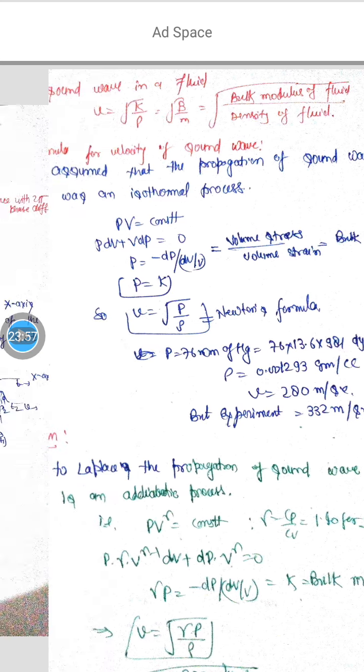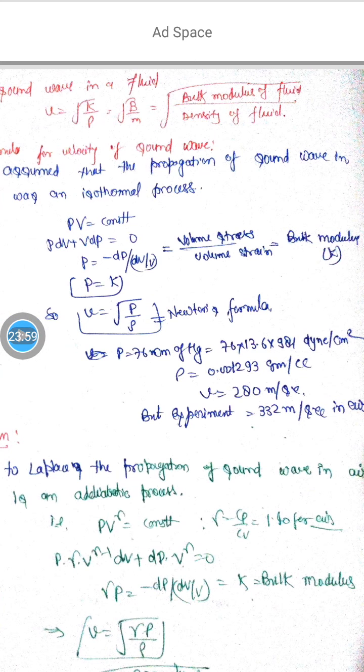second in air. So Laplace came and suggested that when a longitudinal wave or a sound wave travels in air, it is an adiabatic process. It's not isothermal like Newton said, it's an adiabatic process. So you write the adiabatic equation, that is P into V to the power gamma is equal to constant. Gamma is the ratio of Cp and Cv.